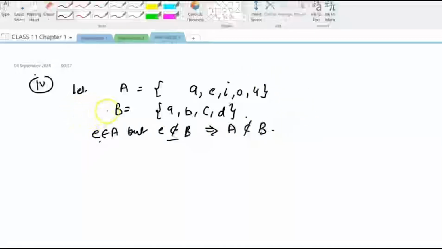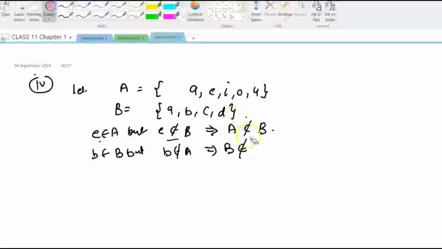So even if you find one element that does not satisfy the condition, A will not be a subset of B. And also, b belongs to set B, but b does not belong to set A. So this implies that B is not a subset of set A. So in this example, neither A is a subset of B nor B is a subset of A.